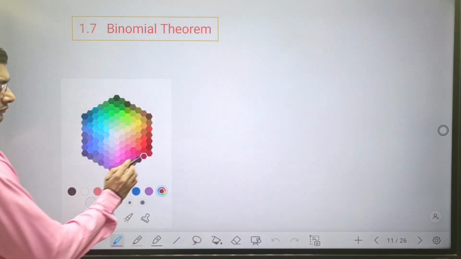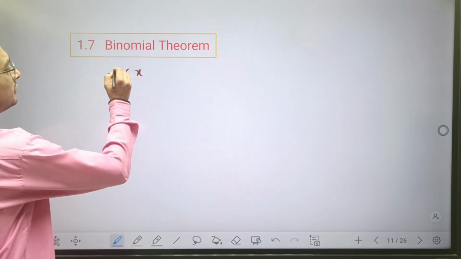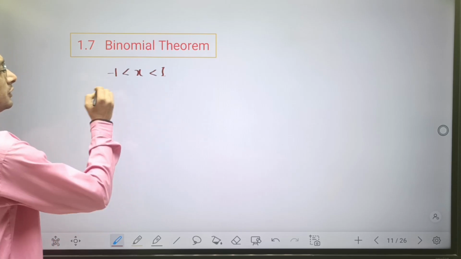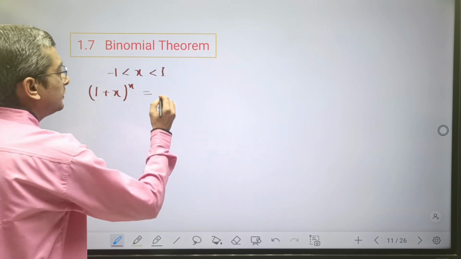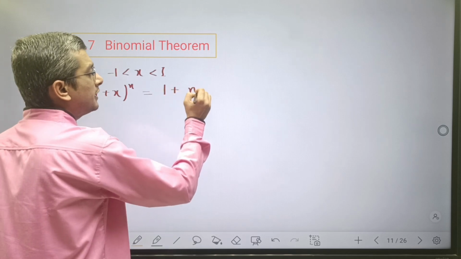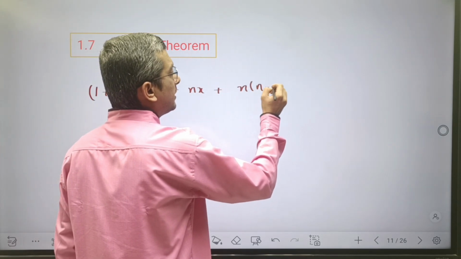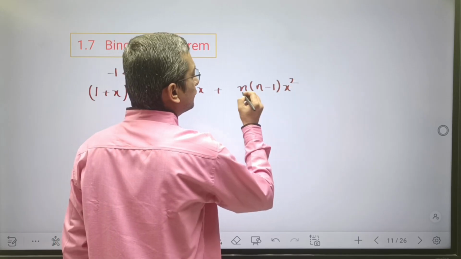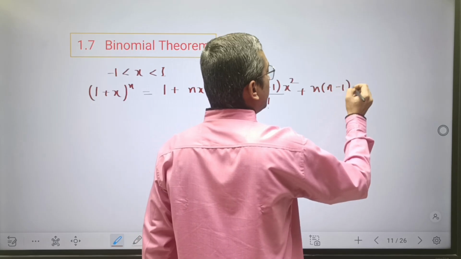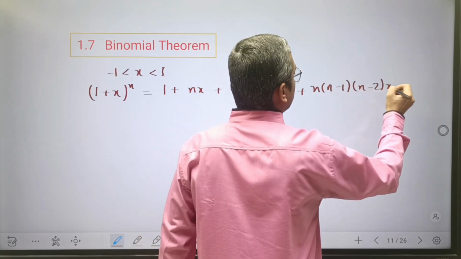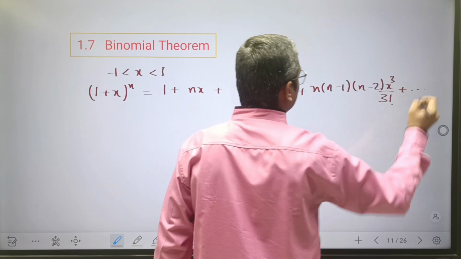So the condition is the value of x is greater than minus 1 and less than 1. Here we have the formula: (1 plus x) to the power n is 1 plus nx plus n(n minus 1) x square by 2 factorial plus n(n minus 1)(n minus 2) x cubed by 3 factorial plus so on.